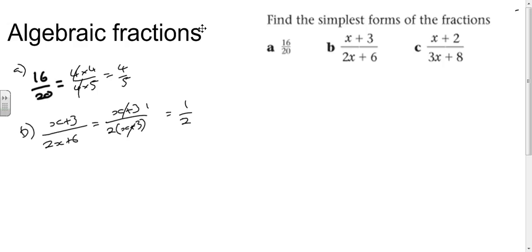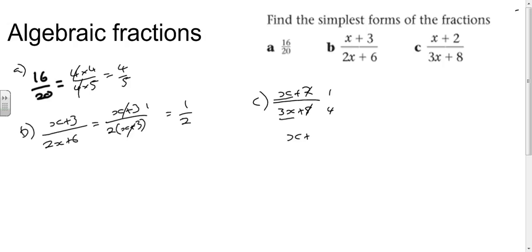Now let's have a look at part C. So C, we've got x plus 2 over 3x plus 8. What you've got to be careful of is that you don't cancel out 2 from the bottom and 2 from the top, so that it goes down to 1 over 4, because that doesn't work. You don't have a 2 in this thing, you don't have a 2 in this thing, so you can't do that.